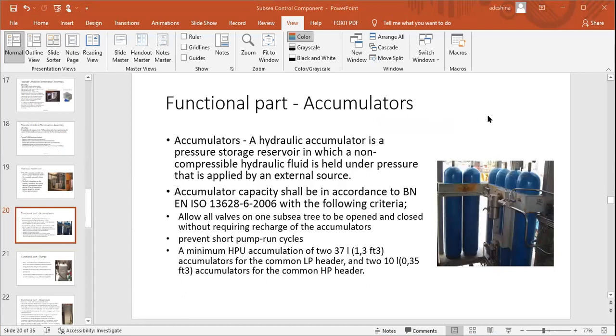Functional part of our HPU, one is the accumulators. These are the ones in blue. Okay, so these are pressure storage reservoirs in which a non-compressible hydraulic fluid is kept under pressure for emergency shutdown operation. So when we are ramping up or starting our HPU, this can provide a clean surge of pressure to move our valves while we are starting up our pump on the HPU, okay? And we also have an ISO certification standard for sizing of accumulator, and we have it as displayed. All right.